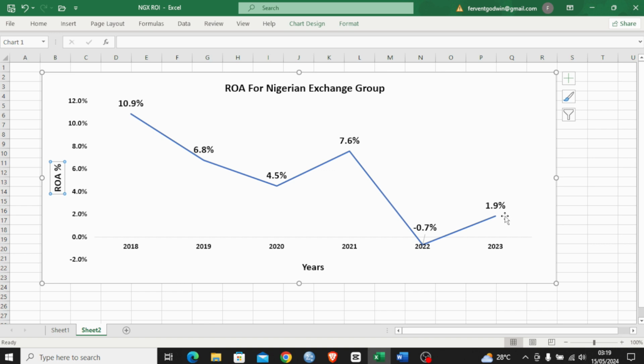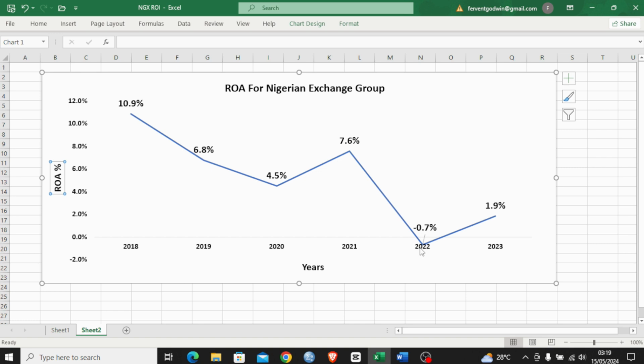For example, now in 2022 here, they were having a very low ratio. So they could adopt measures to improve this. In 2022 it went down. Now in 2023 it has still not gone up, but the trend is taking an upward move. We just hope that it continues like that in 2024 and in the years ahead.